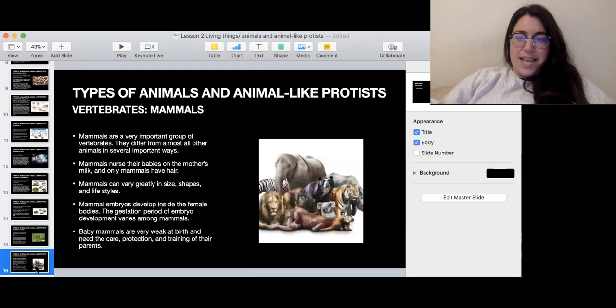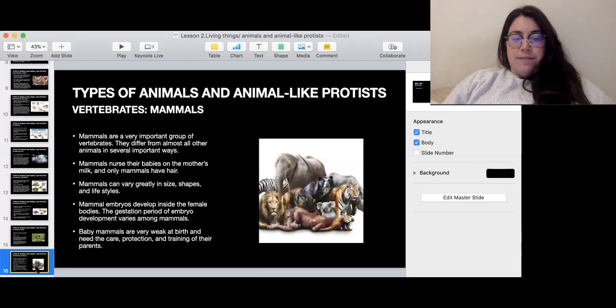And then the last category, we have mammals. Humans are mammals, yeah. Mammals are a very important group of vertebrates. They differ from almost all other animals in several important ways. They nurse their babies with milk, and only mammals have hair or fur. Mammals can be different sizes, shapes, and they can have different lifestyles.